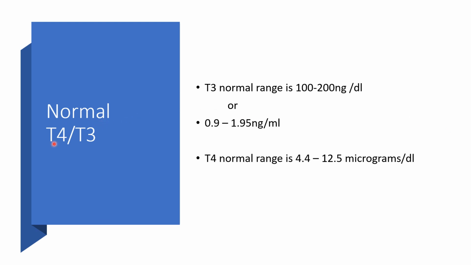The normal range for T3 is between 100 to 200 nanograms per dl, okay, or 0.9 to 1.95 nanograms per ml. The T4 normal range is 4.4 to 12.5 micrograms per dl. So we've seen the normal values, right? And then let's move on.